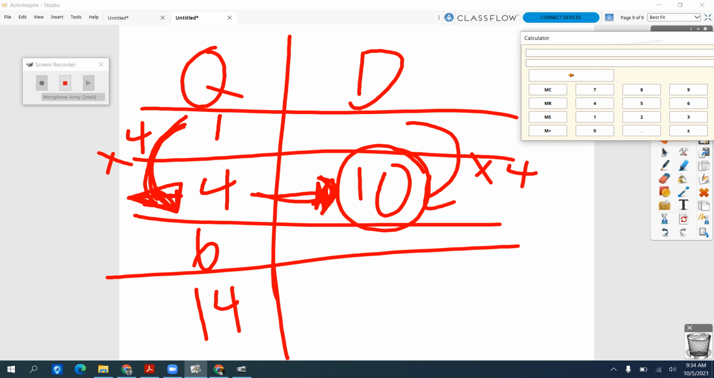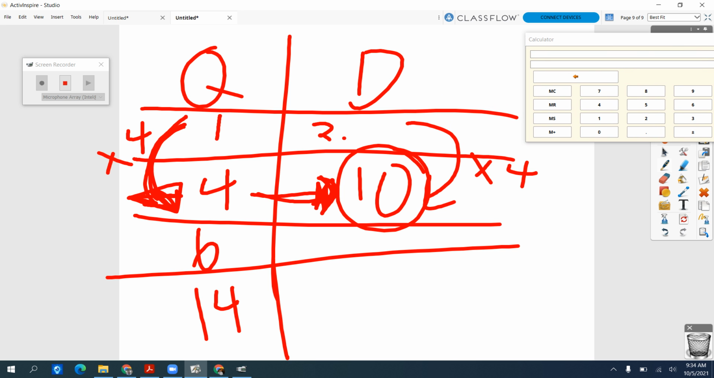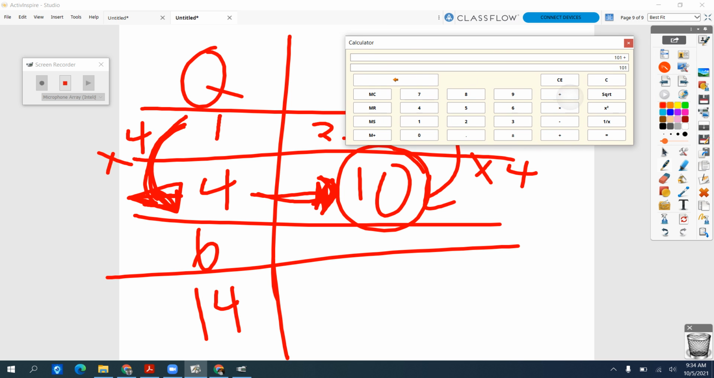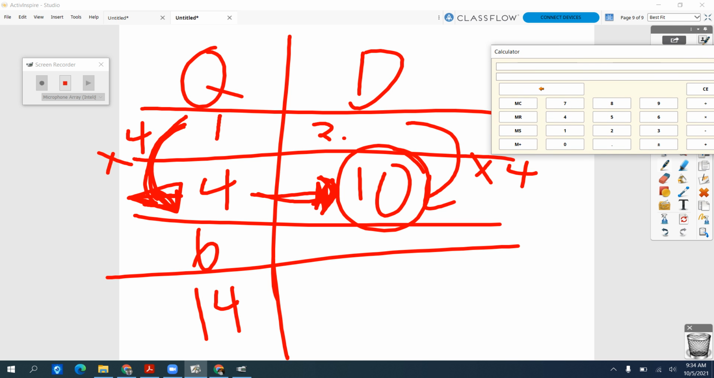Well, you're just going to have to trust me on this. Is it 2.5? Wait, is it 2.5? Yeah, 10 divided by 4 is 2.5. Now, that doesn't really make sense. How can you have 2.5 dimes? Doesn't really make sense, but that's the only way it would make it proportional.